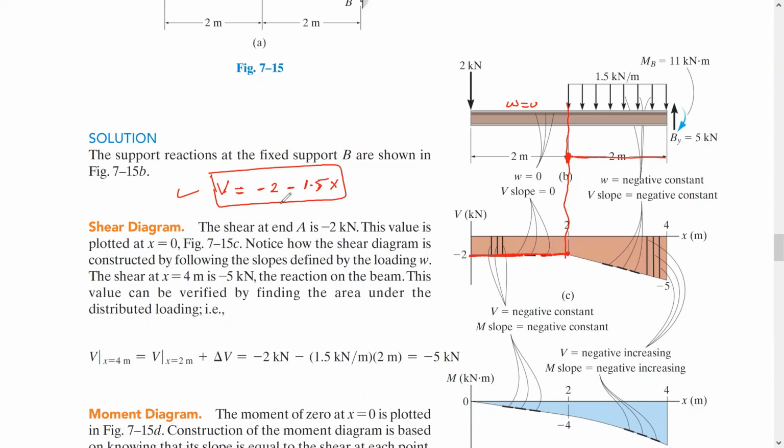الآن -2 minus 1.5 times 2، this distance is 2، اللي هي -3، -2 -3 اللي هي -5. فمن هاي الطريقة أنت تقدر تعرف إنه فعليا هون الشير أو الفورس الرياكشن عند الفيكست اللي هو 5 كيلو نيوتن. حتى أسكر الشير هون. لازم يقفل معك الشير والبندنج مومنت، لازم يقفلوا معك. شايفين شباب؟ لازم يقفلوا معك.